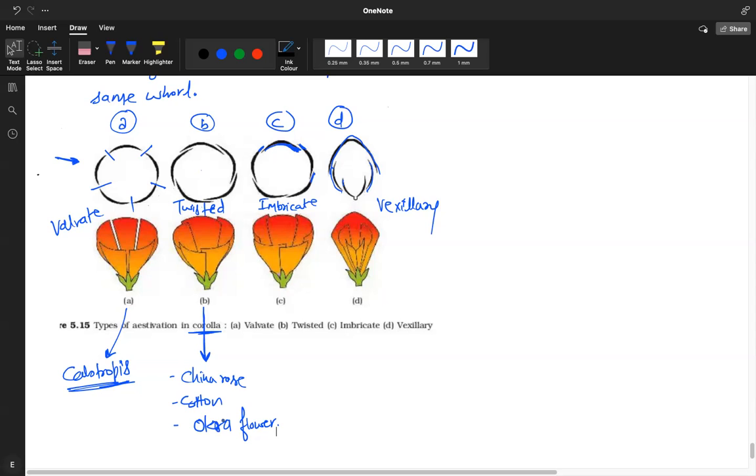Okay, third one, write down imbricate. Imbricate: write down here, the margins of the sepals and petals overlap one another, but not in any particular direction or pattern. So they are randomly overlapping each other.